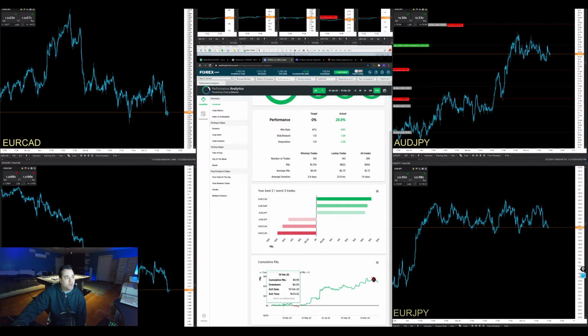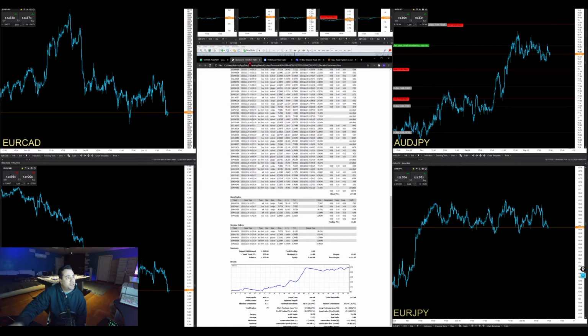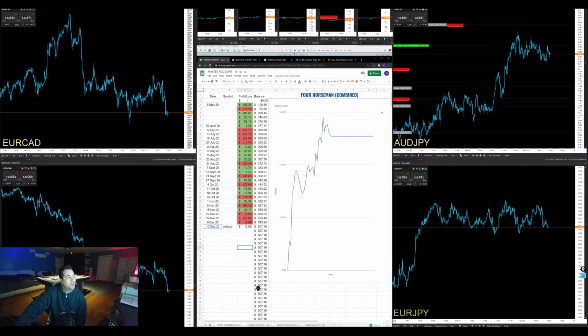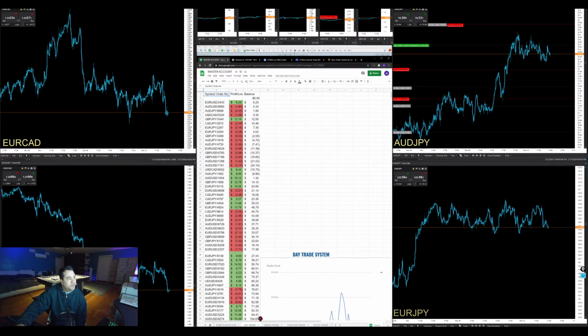This is my Four Horsemen, the equity curve. And this is last month's stats for the swing trading and day trading. This is our Four Horsemen in more detail here. The equity curve is our day trade right here.